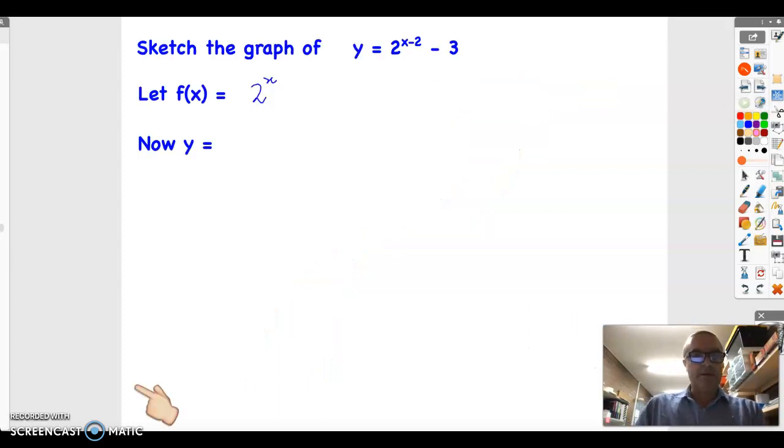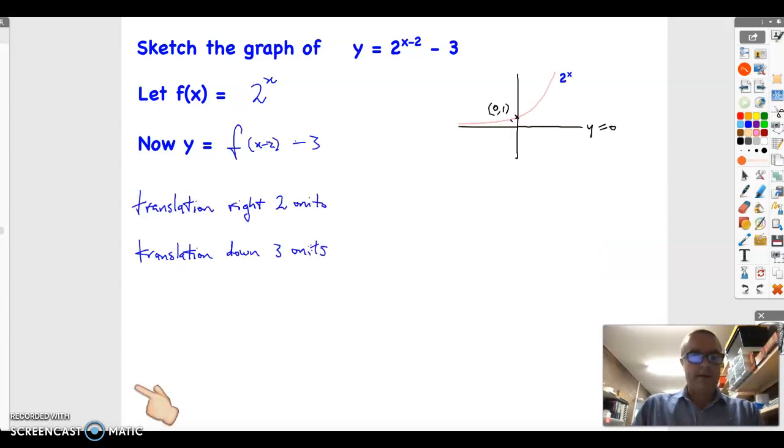So let's have a look at an example. I'd like you to have a go at graphing the equation y equals 2 to the power of x minus 2, minus 3. Just to kickstart, I suggest you let f of x equal 2 to the power of x and write the equation y in terms of x.